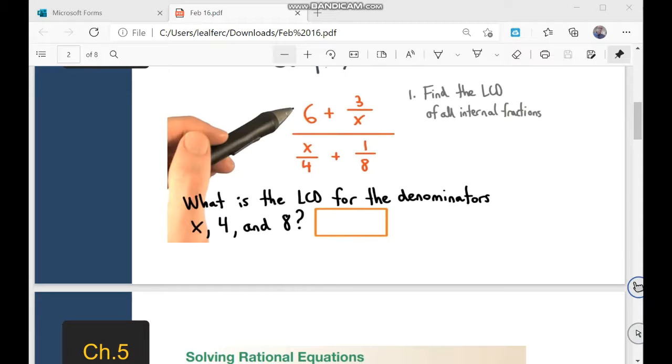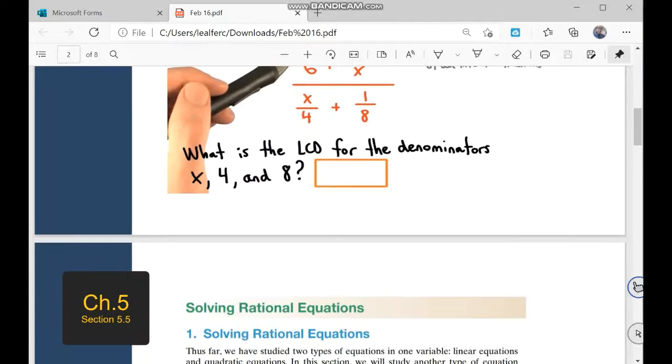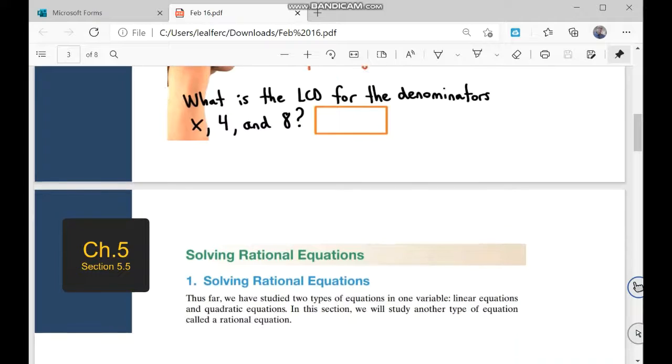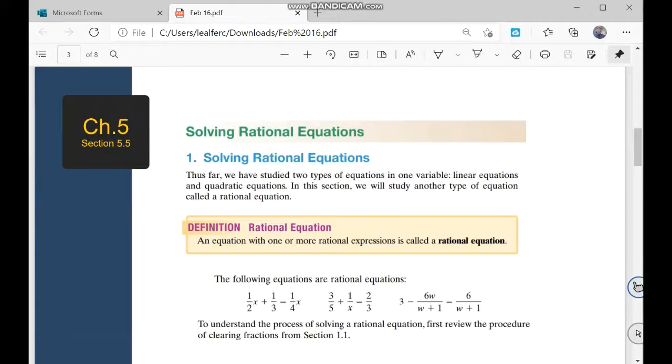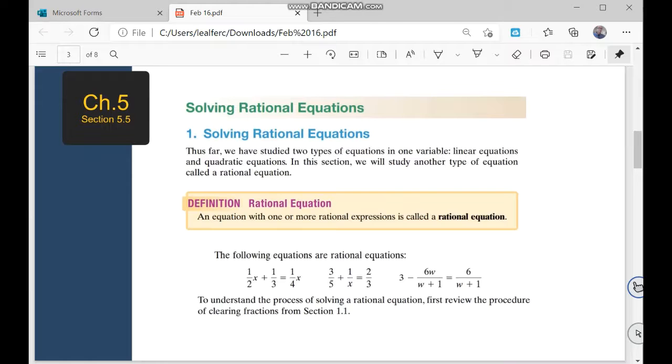Today we will work with the least common denominator as well. So it's important to know how to find it. This is the end of the review. And let's talk about today's topic, which is solving rational equations.